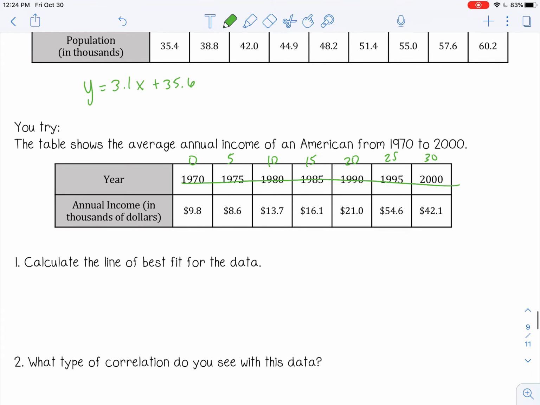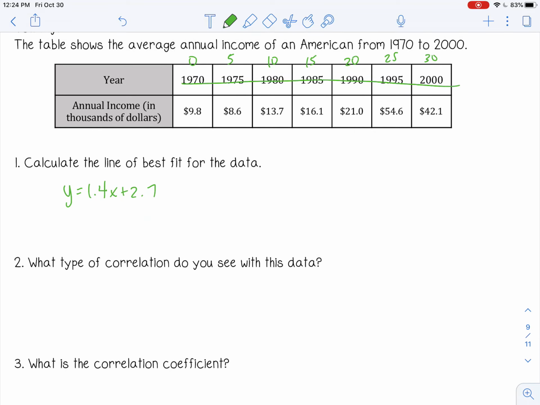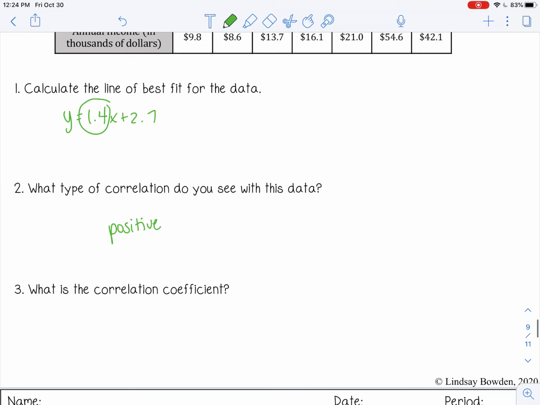All right, so you should have gotten 1.4x plus 2.7. What type of correlation do you see? So the graphing calculator does give you the R, but you should know it's positive because it has a positive slope. The slope corresponds with that correlation coefficient. And the correlation coefficient your graphing calculator should have given you is 0.9. All right, you can stop the video now and complete your practice.